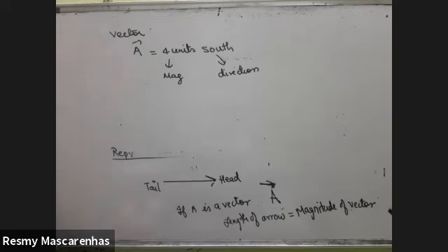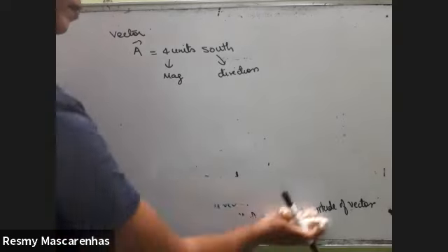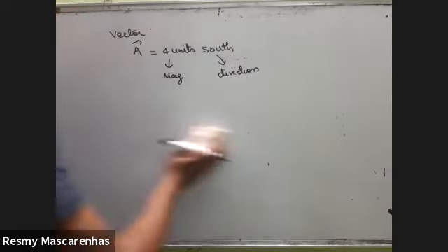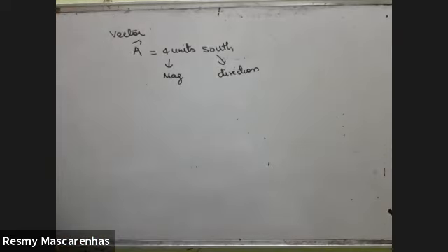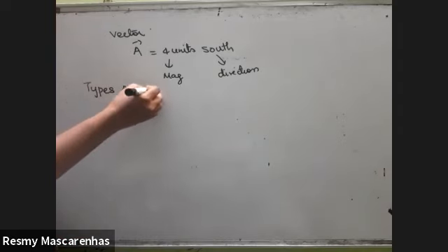Now from here, the main thing, the types of vectors. So there are various types of vectors. Simple ones there.